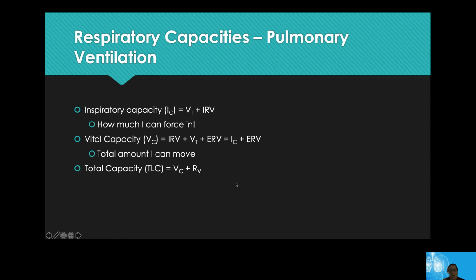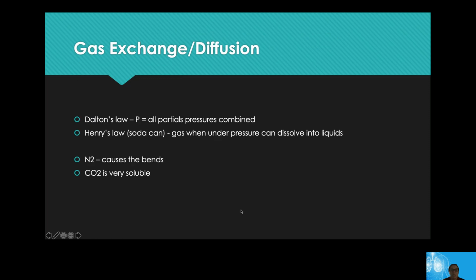That's step one of the respiratory functions. External respiration, step one. Step two is gas exchange. The principles of gas exchange start with another law. So this one is Dalton's law. Dalton's law says that the total pressure is equal to all the partial pressures combined.